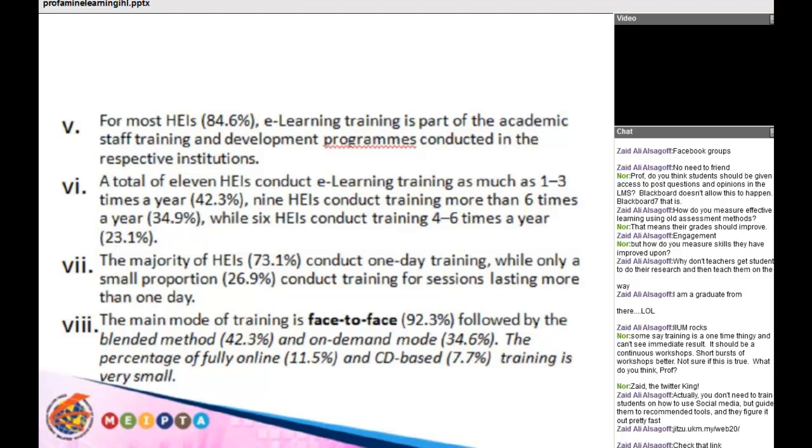We can't see the screen yet. Can you start the screen sharing? There's a button, Start Screen Sharing. You must click on Start Screen Sharing. Okay, I will do it again. Okay, no problem. Let me know if you can see it.